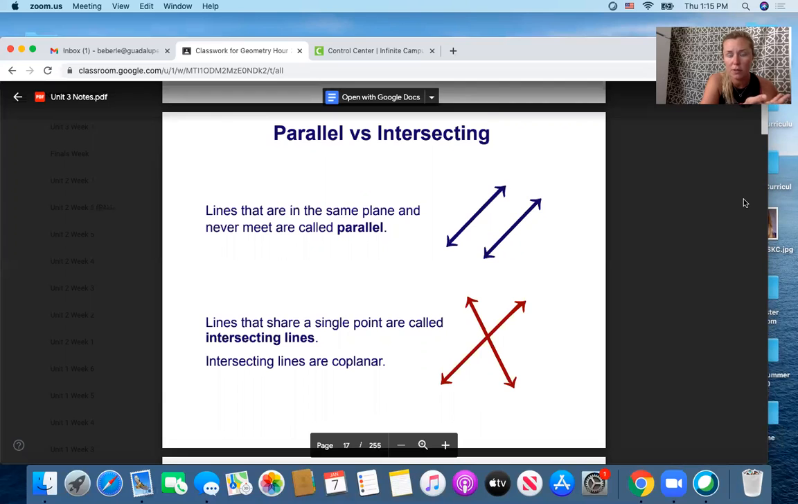So if we look over here at the formal information, the blue lines that we see there are parallel. And those are lines that are in the same plane and they never meet. They're called parallel. Then below in red, we have intersecting lines. And those are lines that share a single point and they're called intersecting lines. Intersecting lines are coplanar. Okay, so they're on the same plane. So questions about that? What the difference between parallel and intersecting lines are. The biggest thing is that parallel lines never meet and intersecting lines meet because they intersect.